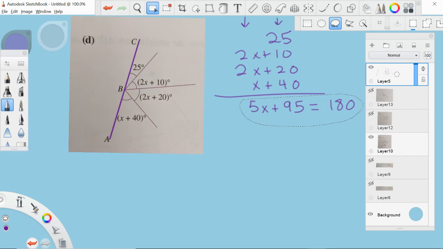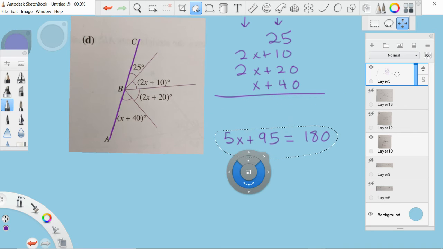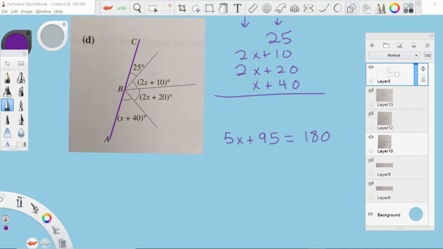I guess I'll just take this like that. Here's the equation that I want to solve. Okay, so how do we do that? Well, we need to get the variable by itself. So we're going to get rid of this constant on the left side.